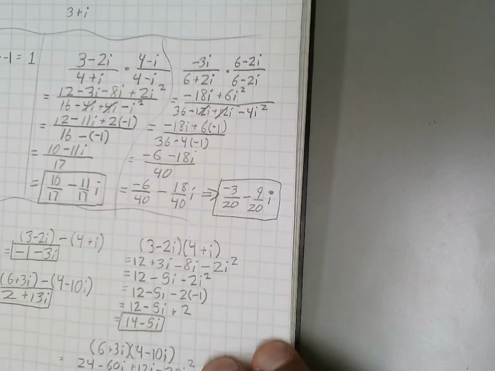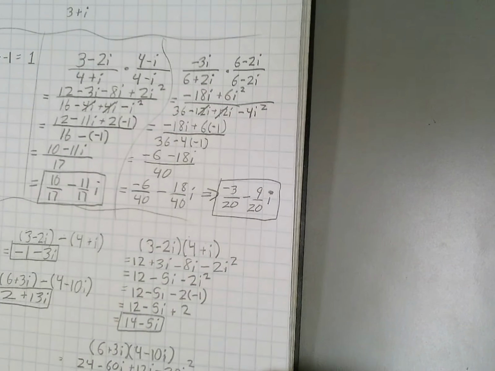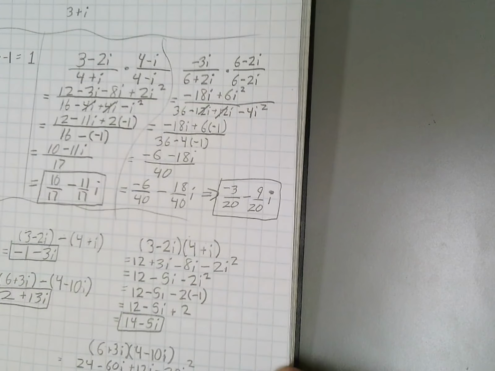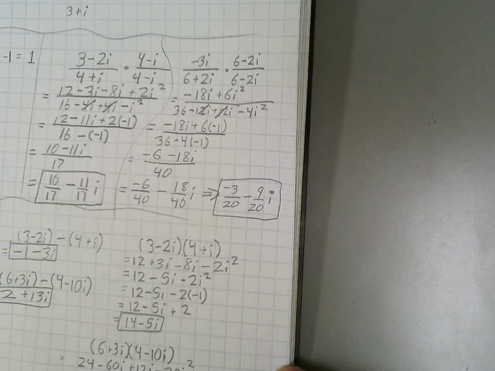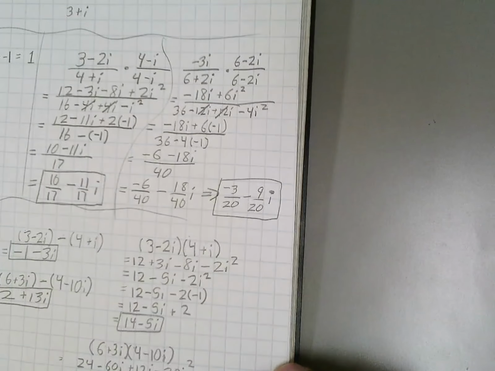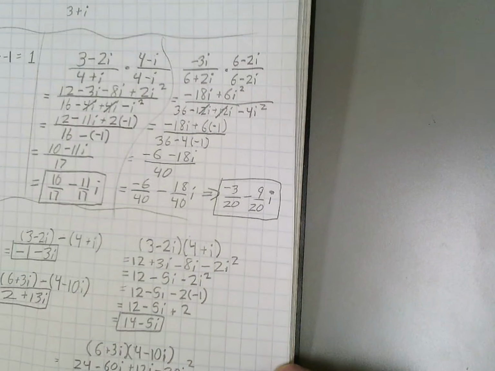So there we have it. Okay, so that's adding, subtracting, multiplying, and dividing complex numbers. We just have to remember that we combine like components, and we know that i squared, we need to substitute in negative 1.